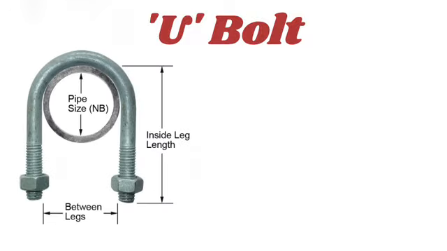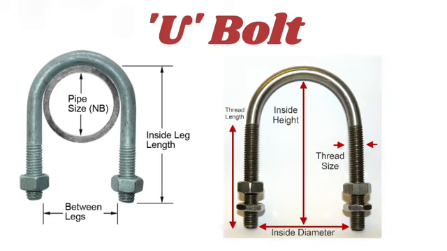So now let's talk about the U bolt, that is the final bolt in this video. Okay, so it is an industrial fastener in the shape of the letter U with two threaded arms extending from a curved base. Okay, so here you can see in the image also.